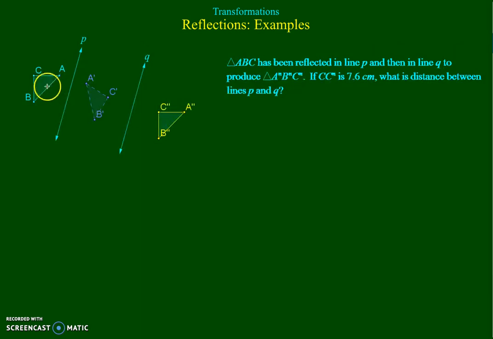In this example, triangle ABC is reflected across line P and then across line Q. We want to find the distance between lines P and Q if the distance C to C double prime is 7.6. The theorem states that a double reflection is equivalent to a translation equal to twice the separation of the lines. Well, if the translation distance is 7.6, then the distance between the lines must be 3.8. So our distance here is 3.8. Now let's work another example.